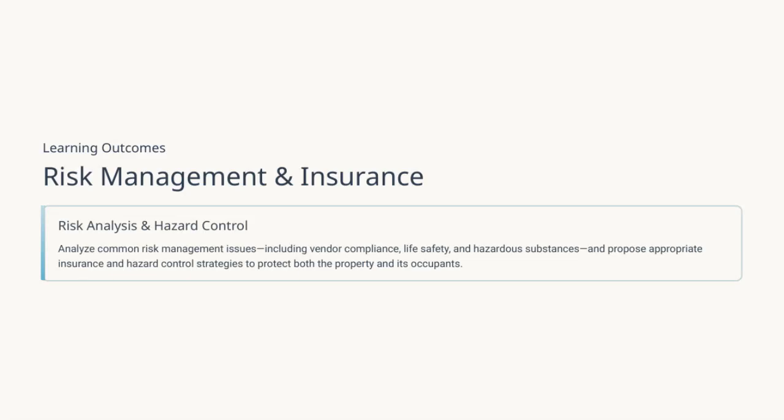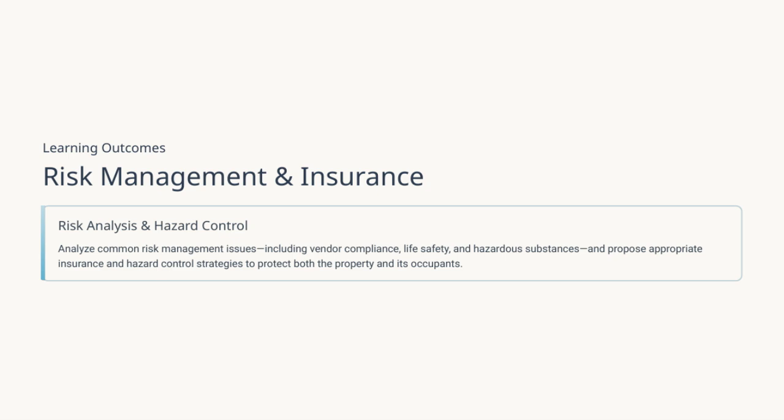Now, let's take a closer look at some common risk management issues we might encounter. These include vendor compliance, ensuring our vendors meet all necessary standards, life safety, which is about protecting the well-being of everyone on the property, and hazardous substances, which require careful handling and control. We'll also explore how to develop appropriate insurance solutions and hazard control strategies. The goal here is to safeguard both the property itself and the people occupying it.